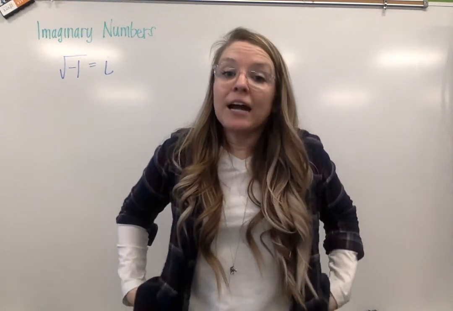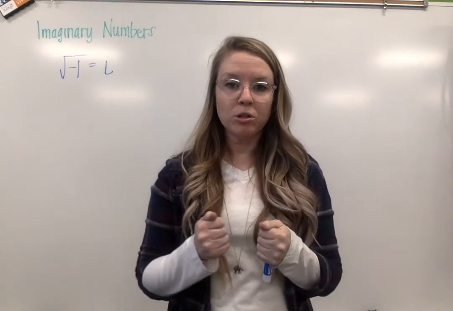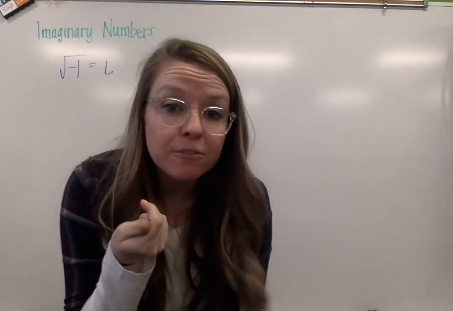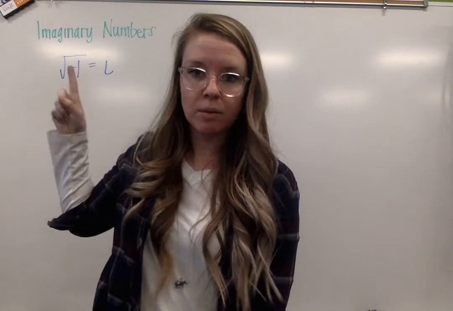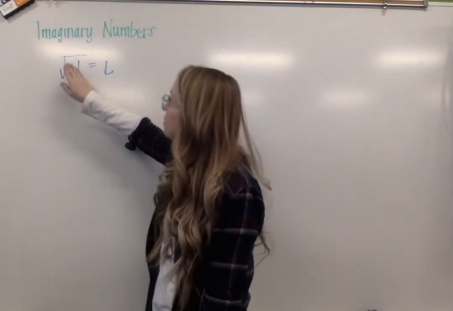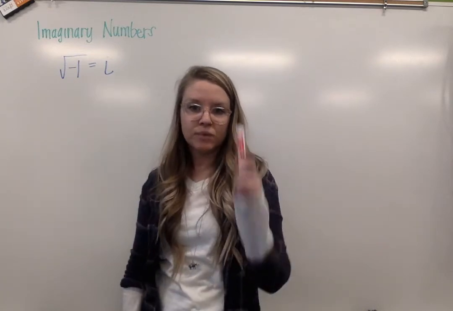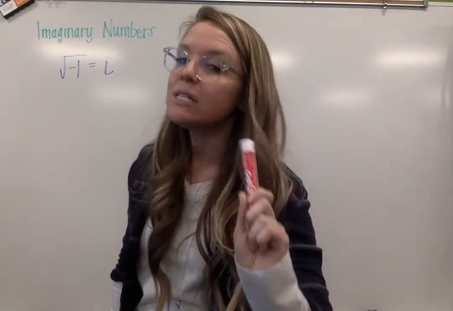With adding and subtracting under our belt, we're ready for multiplying and dividing. This one comes with just a small little twist, some new information. So I brought this guy back. We know that the square root of -1 equals i. Okay, we're going to use this a little bit for this first example.